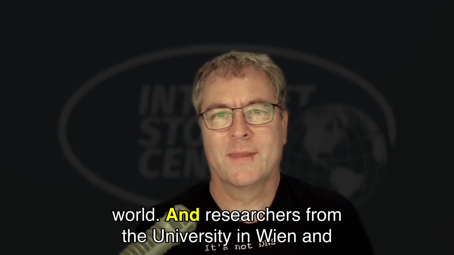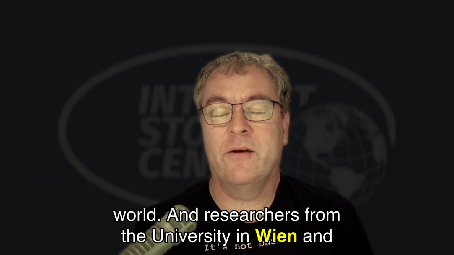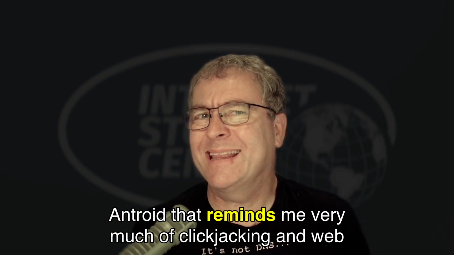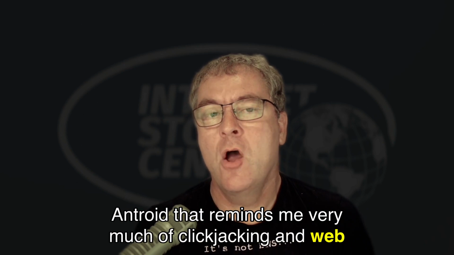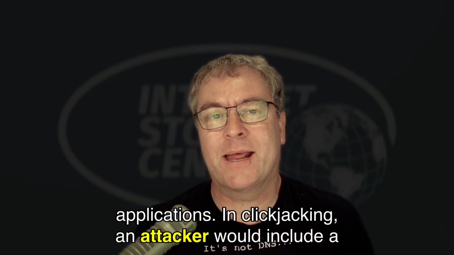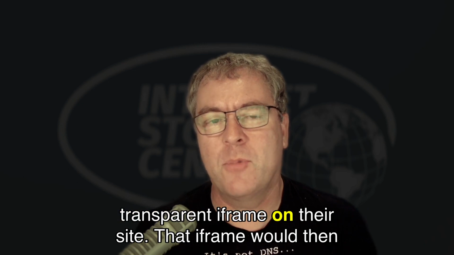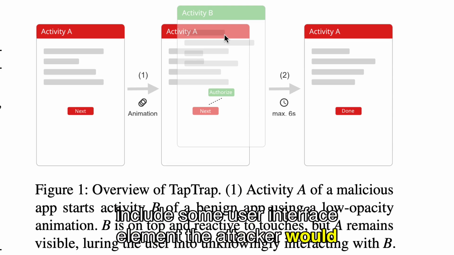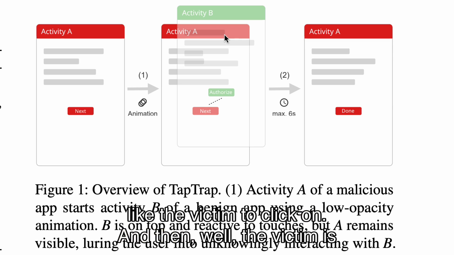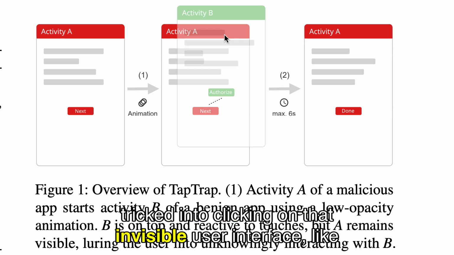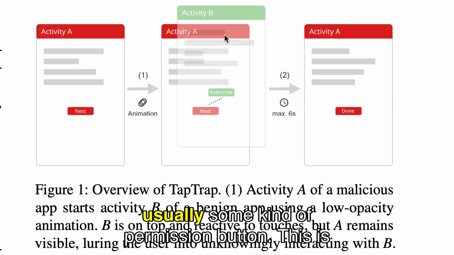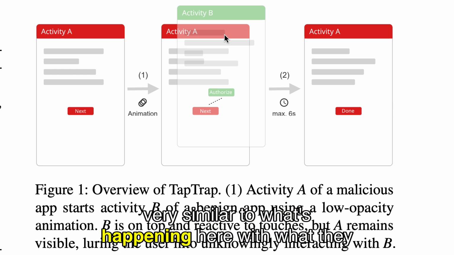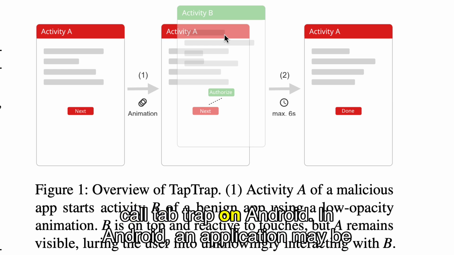And researchers from the universities in Wien and Bayreuth have identified an interesting vulnerability in Android that reminds me very much of clickjacking in web applications. In clickjacking, an attacker would include a transparent iframe on their site. That iframe would then include some user interface element the attacker would like the victim to click on. And then the victim is tricked into clicking on that invisible user interface, usually some kind of permission button. This is very similar to what's happening here with what they call TapTrap on Android.